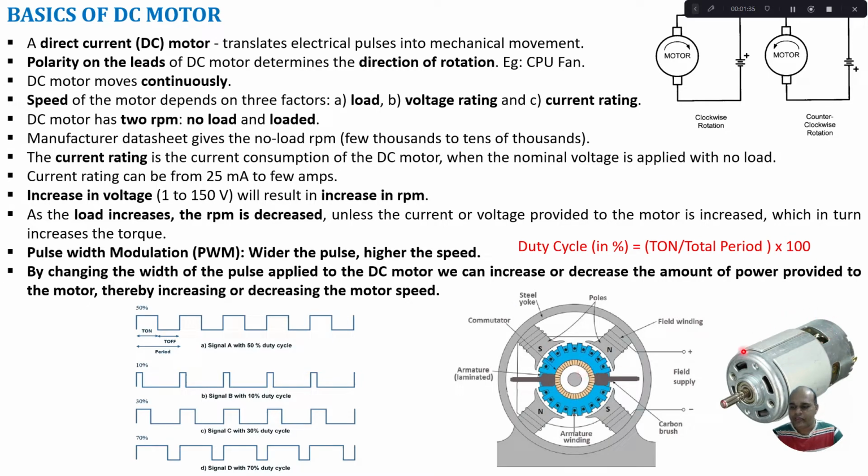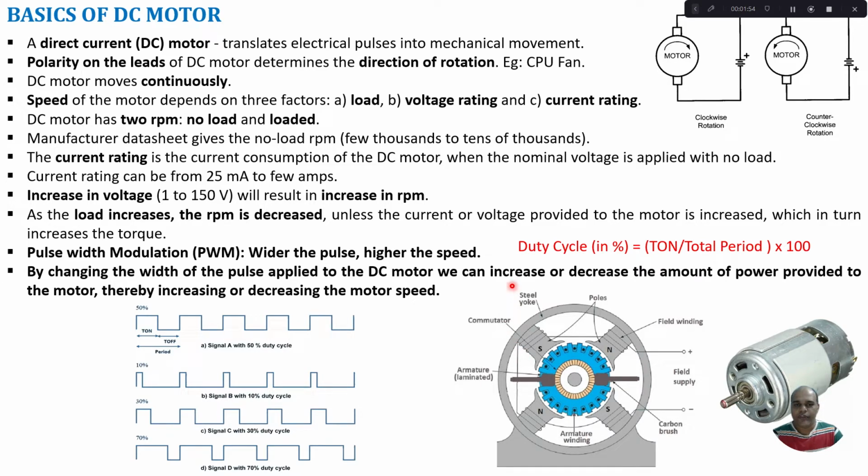So here I have shown a simple DC motor. We can connect a wheel to the shaft of the motor, so thereby it can be used in robotic rover applications and many other such applications.